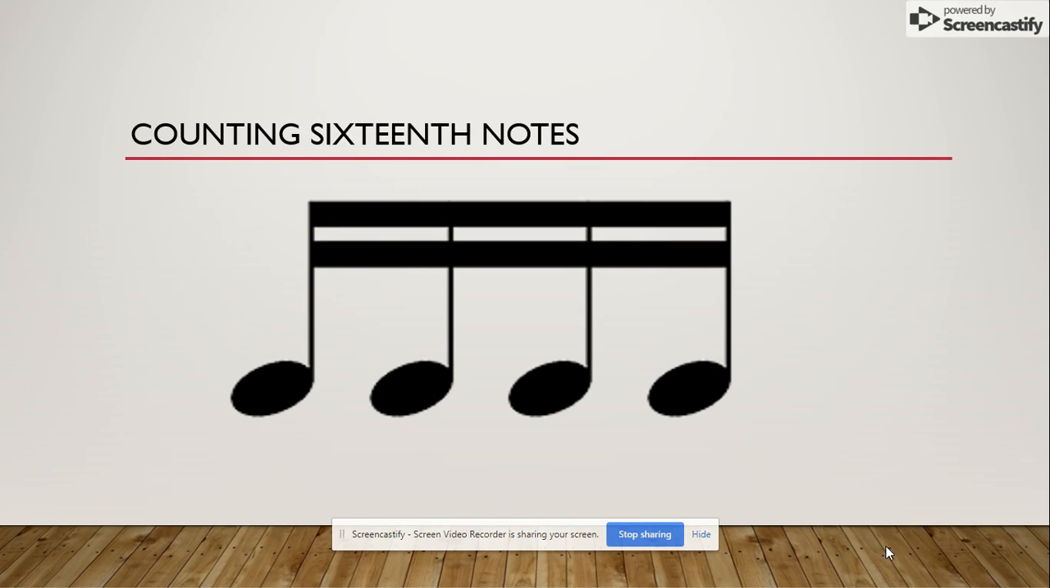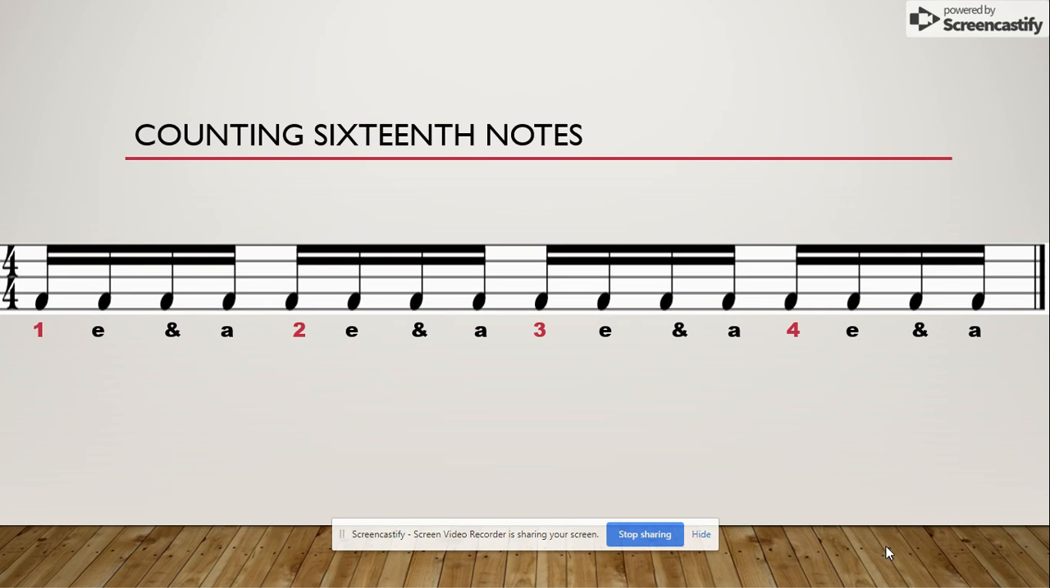Next we count 16th notes. How do you think we will count 16th notes? We count 16th notes by saying 1 E and a. So in a measure of 4-4, this sounds like 1 E and a, 2 E and a, 3 E and a, 4 E and a. 1 E and a, 2 E and a, 3 E and a, 4 E and a.